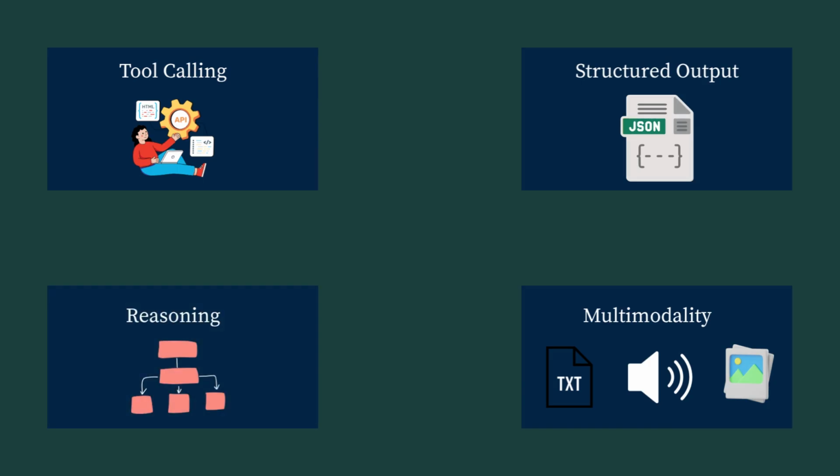In tool calling, the model can interact with external tools like APIs or databases and use this data in its response. Structured output is where responses follow a predefined format, which is specifically used for building applications. Multimodality means the model can handle not just text but also images, audio, and even videos. Reasoning is where the model can think through multi-step problems before arriving at an answer.